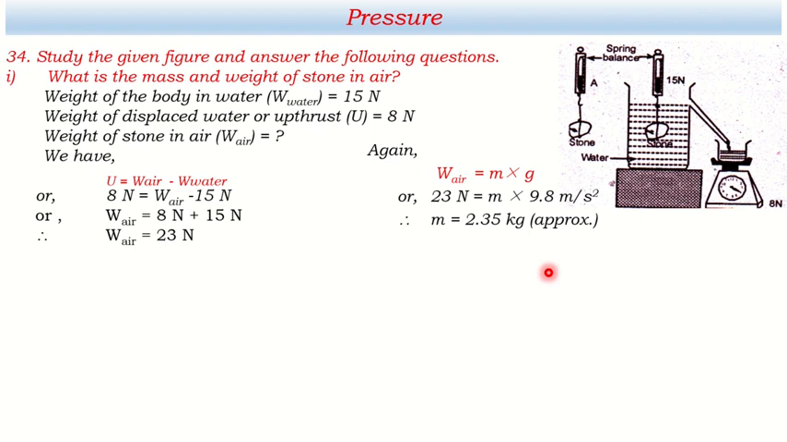And if we calculate mass by dividing 23 by 9.8, we'll get 2.35 kilogram approximately, because only 2 digits after the decimal point are taken and other digits are cancelled, so approximately is written. We can write one sentence for our numerical problem: mass of a stone is 2.35 kilogram approximately, and weight is 23 Newton.